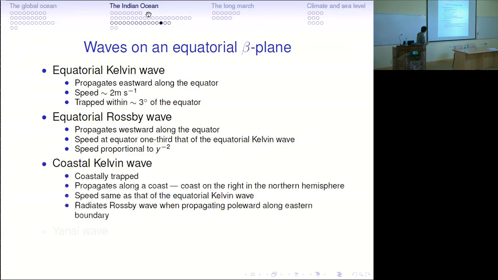The coastal Kelvin wave is the third way of doing this. It's coastally trapped, it propagates along the coast, it goes to the right in the northern hemisphere. Speed is the same as that of the equatorial one, it's determined by stratification. And the radiation mostly happens when propagating outward along the eastern boundary. And that's what we saw. When the Kelvin wave goes outward along the west coast of India, it's an eastern boundary, and energy radiates offshore as a Rossby wave. There's also a wave called the Yanai wave, but that's of interest only at intraseasonal periods. So we're going to ignore that here.